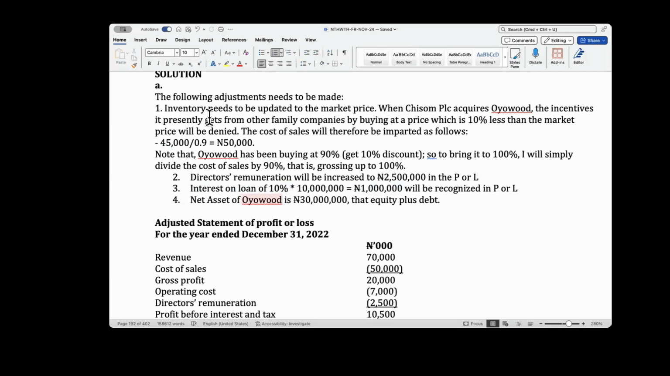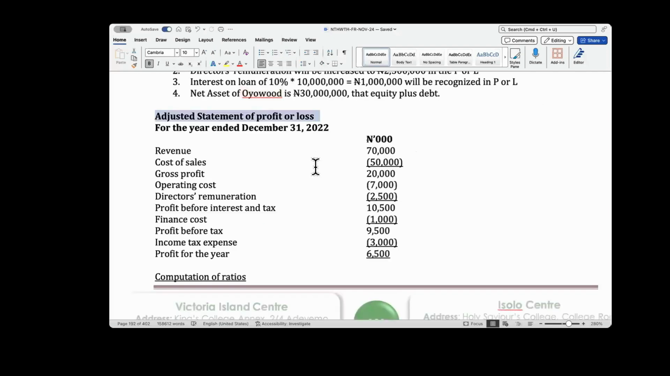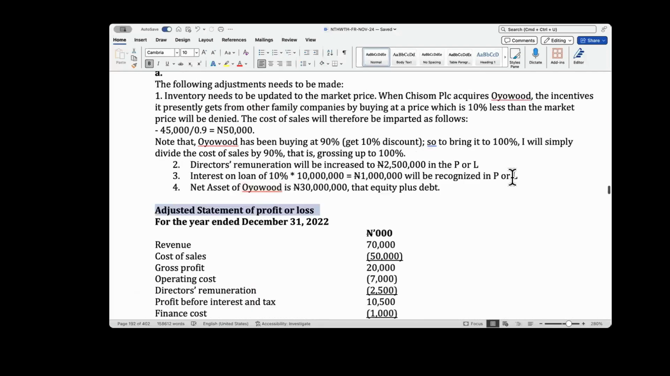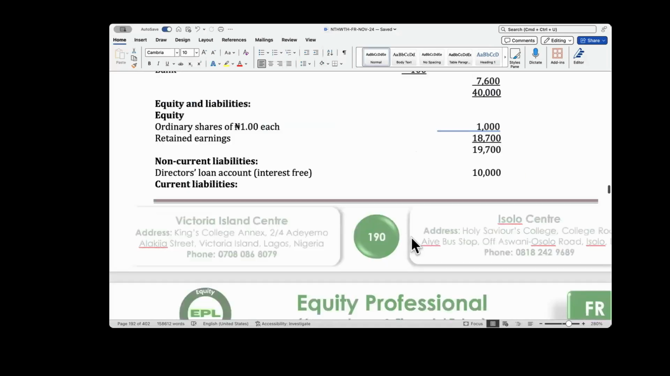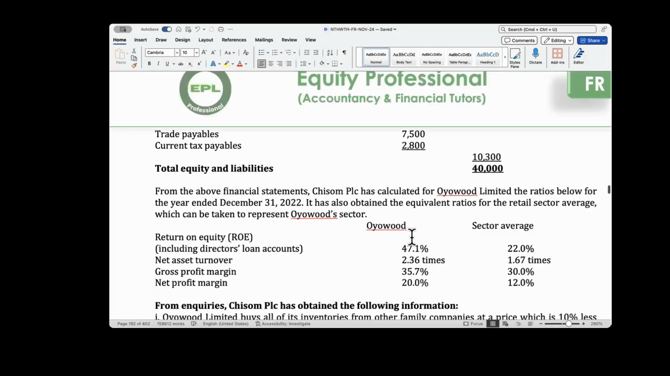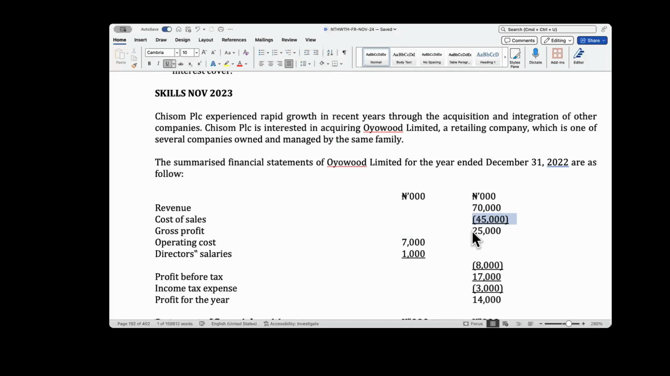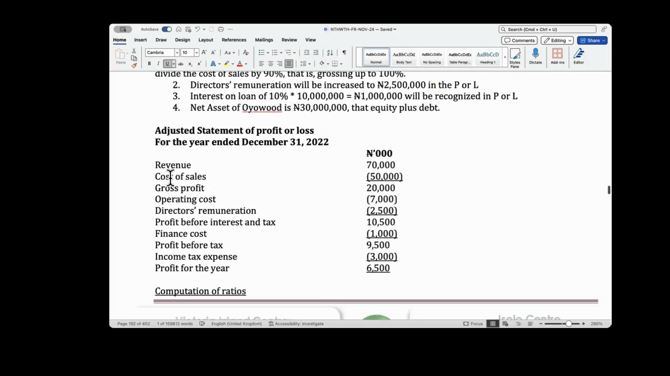Then I said adjusted P&L, because since new figures are coming in now, nothing is happening to the revenue. It's still 70K, just as it is here. Yeah, 70K. But my cost of sales now has changed. It's not 45,000 anymore. My cost of sales is now 50K. Then I get my gross profit. Nothing has changed to this.